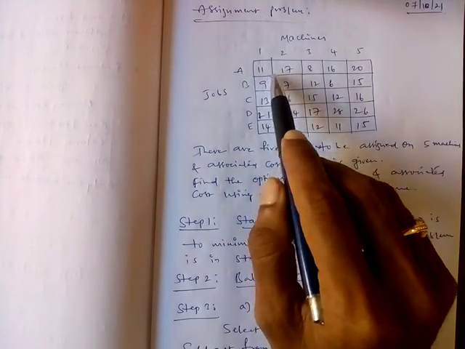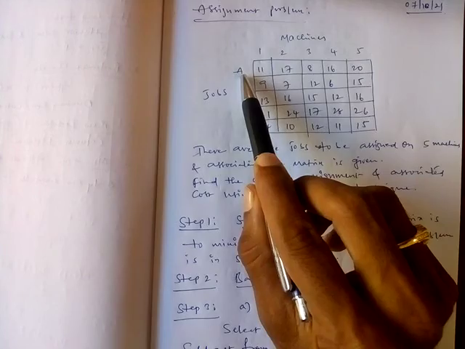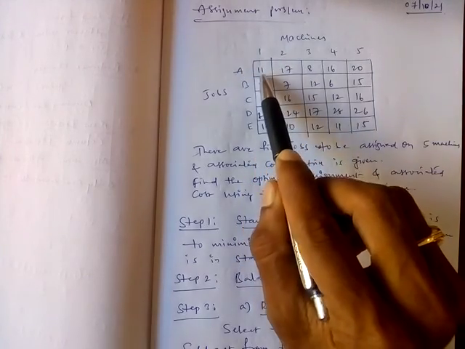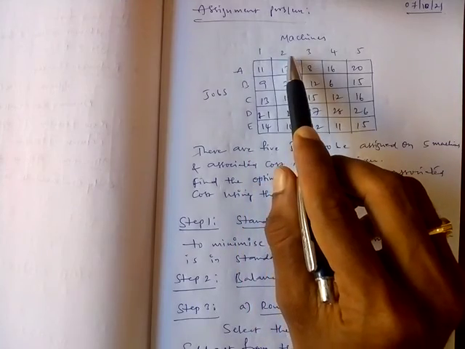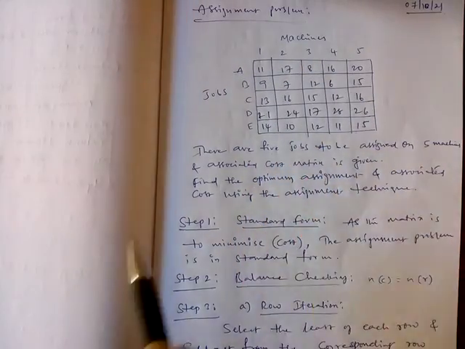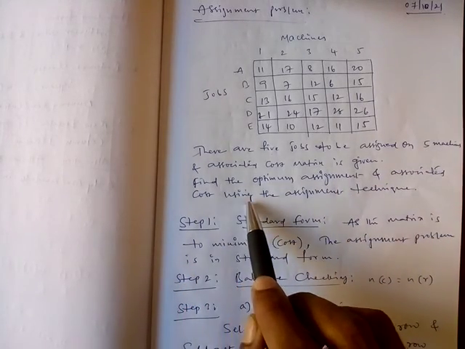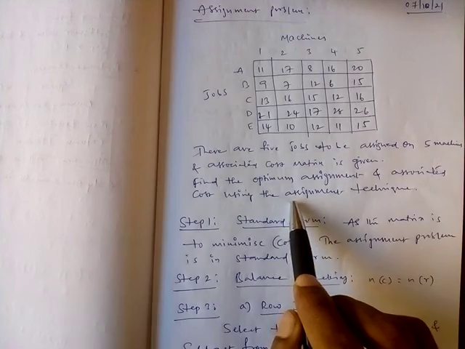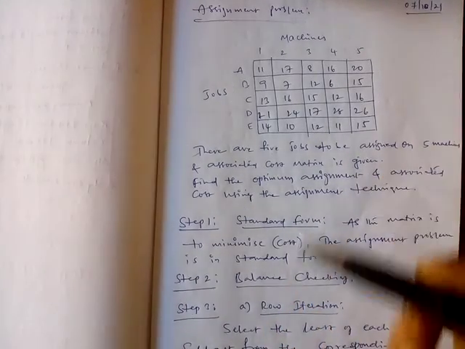So these are the costs. If job A is assigned to mission 1, the cost will be 11. If job A is assigned to mission 2, cost will be 17, and something like this. Find the optimum assignment and associated cost using the assignment technique. So we have few steps to solve this problem.